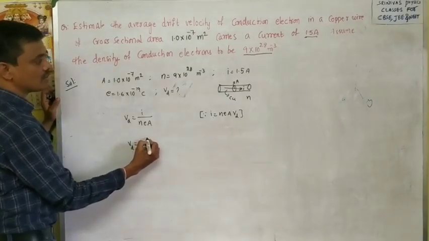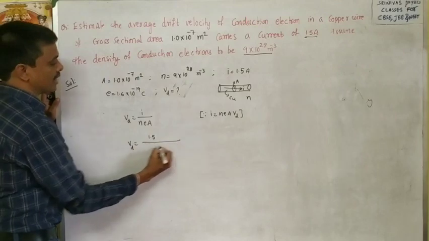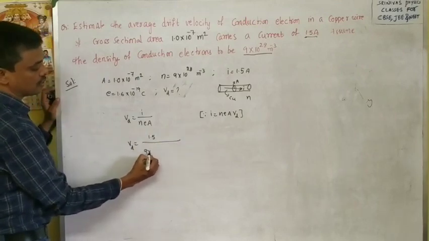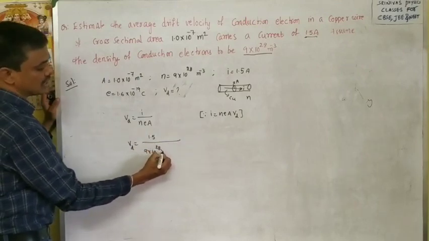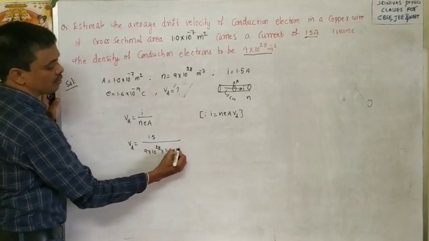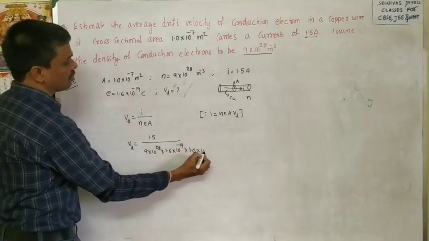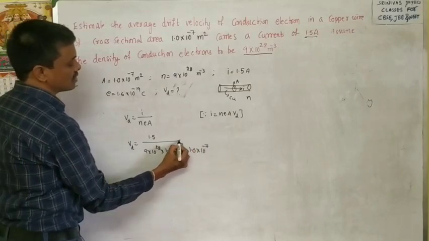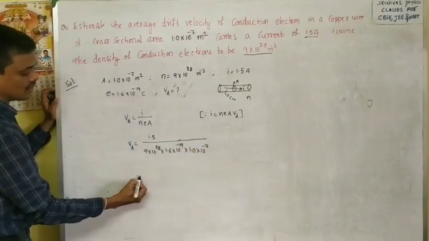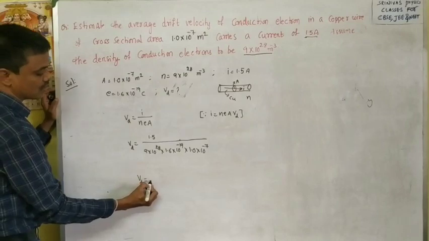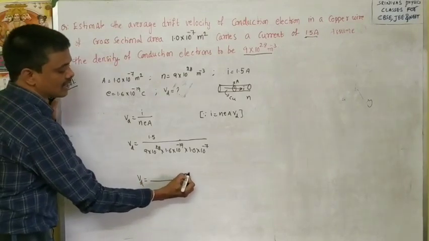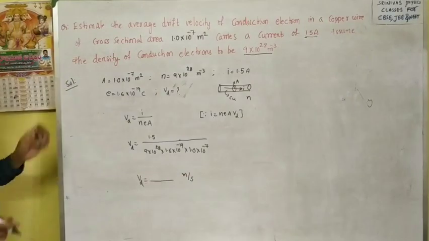I value is how much here? 1.5. N value is how much? 9 into 10 to the power of 28. E value is how much? 1.6 into 10 to the power of minus 19. A value is how much? 1.0 into 10 to the power of minus 7 meter square. Now you can simplify and you will get the drift velocity. What is the unit of velocity? You will get the answer in meter per second.